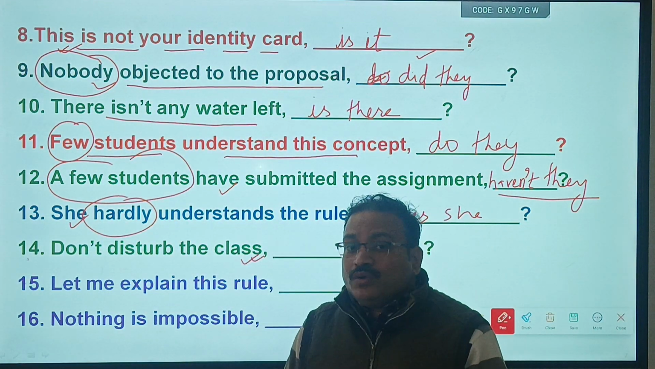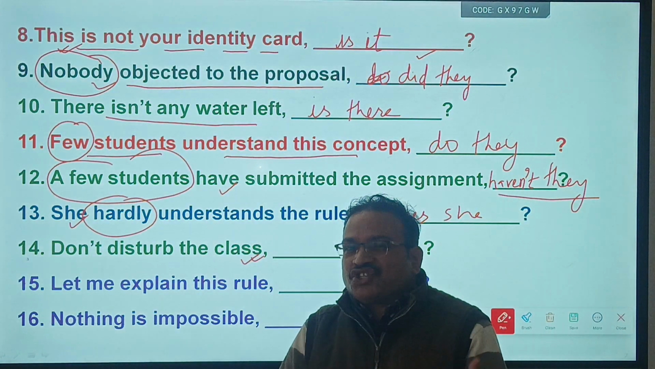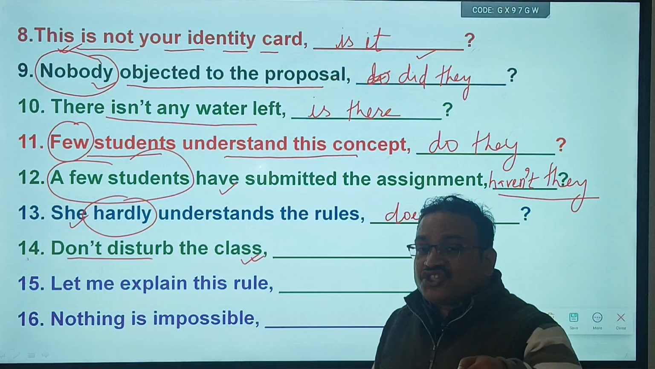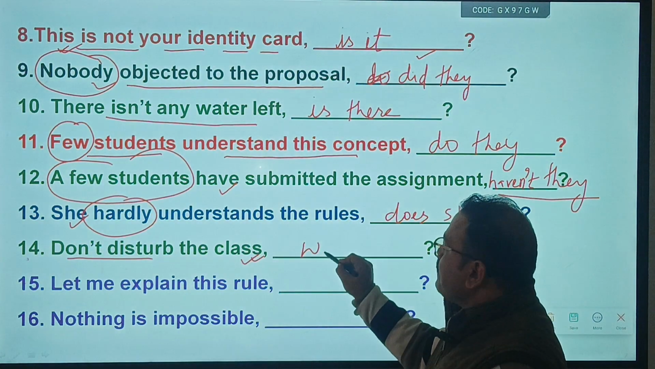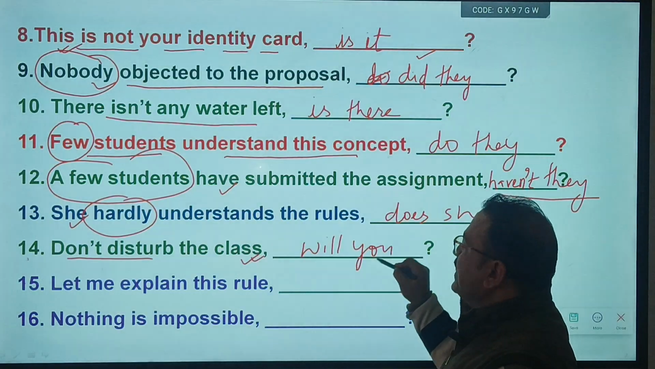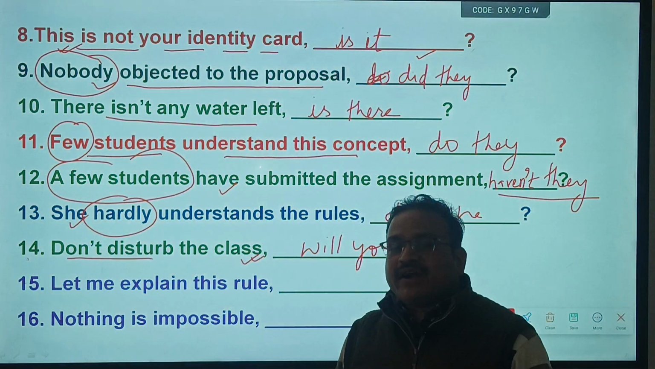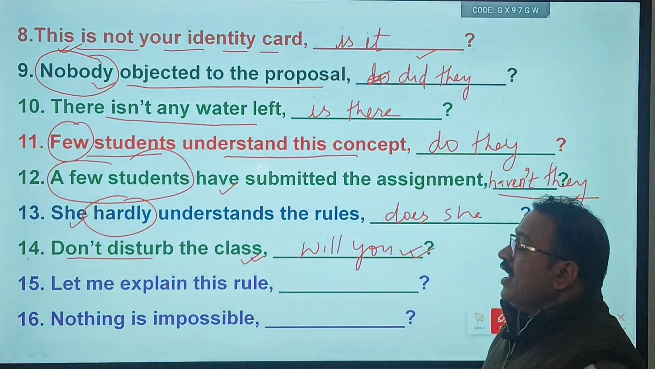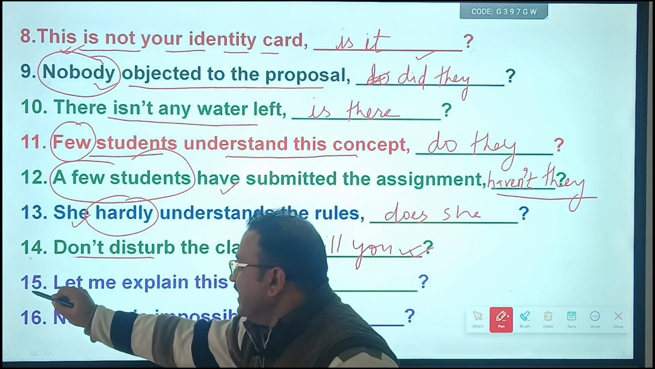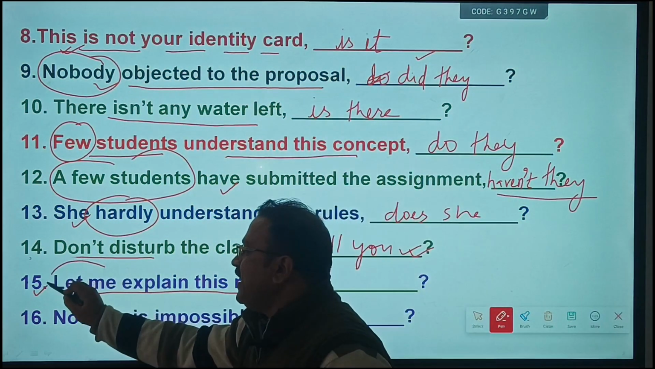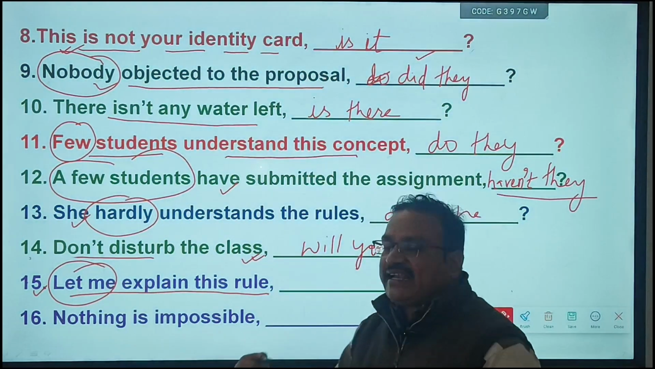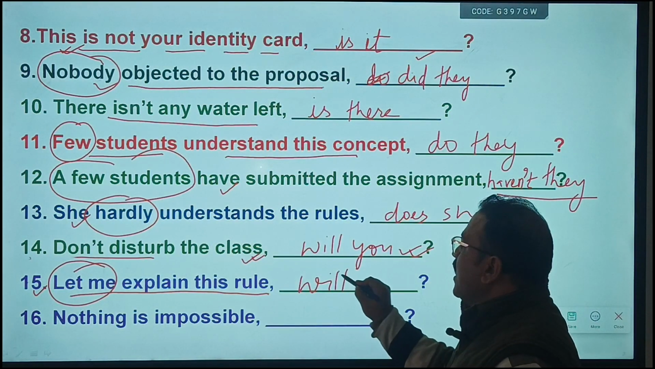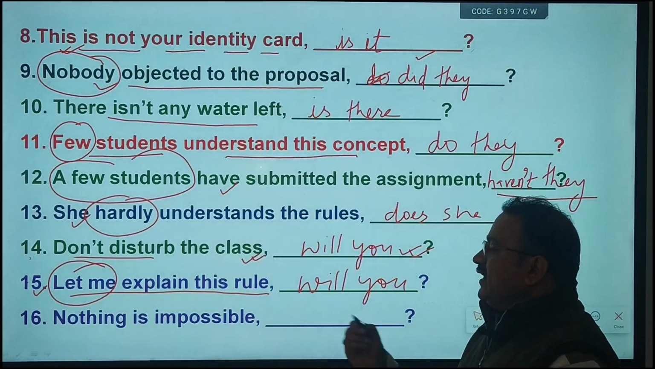Remember the rule: imperative sentence, order, instruction, command. What is the question tag for order, instruction and command? Will you. Whenever you find any imperative sentence like order, command and instruction, your question tag will be will you. Now next, let me explain this rule. When the sentence has let him, let me, let them, the question tag is what? Will you. We have already discussed this in the previous class.